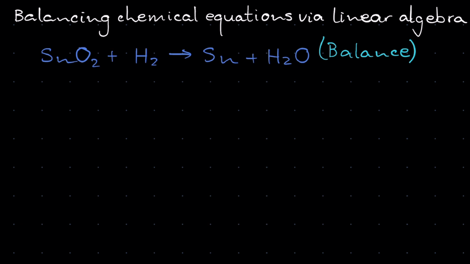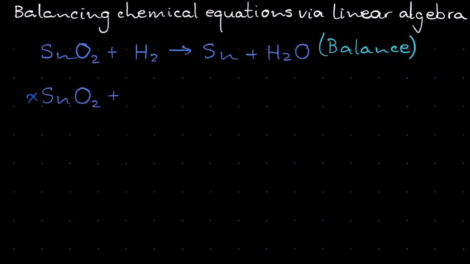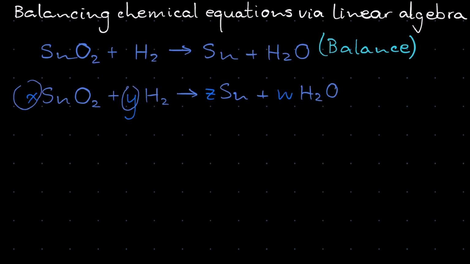Alright, so first of all, let's put some coefficients in front. So x SnO2 plus y H2 makes z Sn plus w H2O. Alright, we basically put these coefficients in front to indicate that they are the coefficients for the chemical reaction, and we're interested in solving for them in order to balance the chemical equation. And now this is not enough. We need to propose a condition which these coefficients satisfy, or else we're basically doing a trivial empty step over here.